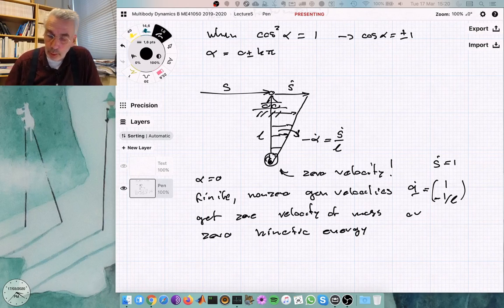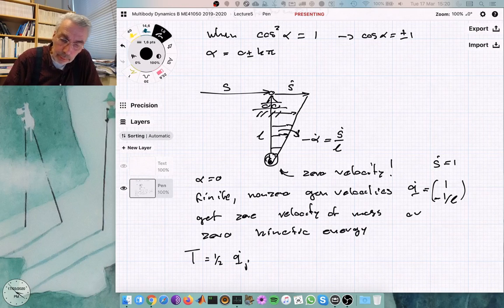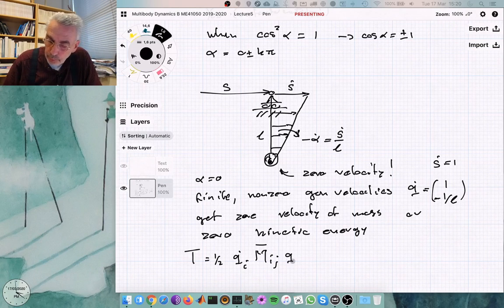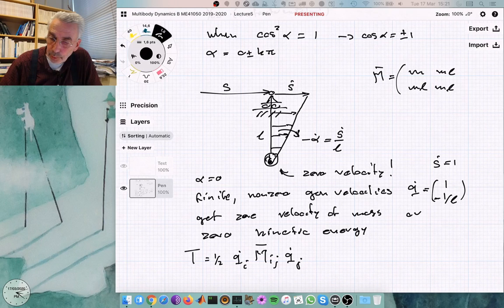And that is of course not possible, because we would expect that with a regular mass matrix, the kinetic energy T, no confusion with the transformation matrix, is 1/2 Q dot i, M bar ij, Q dot j, where this is the transformed mass matrix. In our case, this M bar is M, ML, ML and ML squared, in the case for alpha is 0. Then apparently when you put in these speeds for this mass matrix, the result is 0.